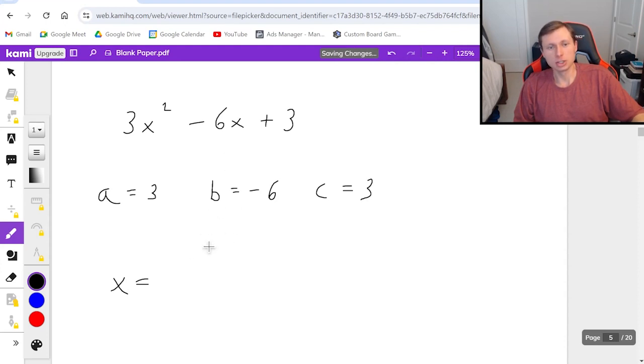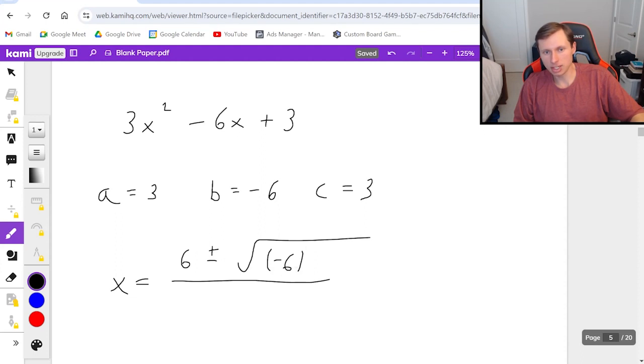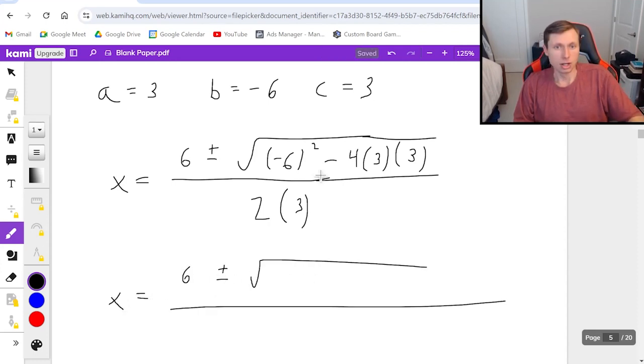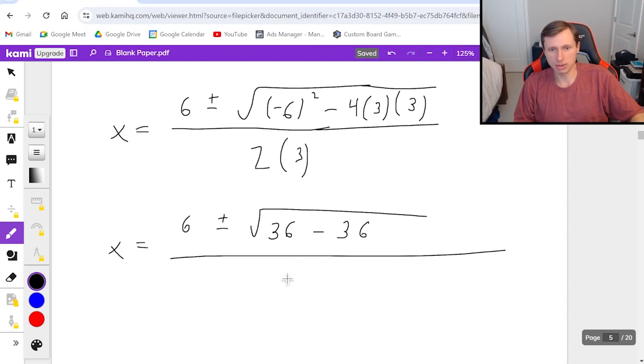X equals -b, so that's double -6. In other words, +6. And yes, that matters. It is now +6. Plus or minus the square root of b squared, so -6 squared, minus 4a is 3, and c is also 3, divided by 2a, so 2 times 3. So I'm going to start reducing, starting with the stuff inside the square root. So -6 squared is +36. It's positive because a negative number squared is positive. And if you plugged it in your calculator and you got -36, it's probably because you didn't put the -6 in parentheses, and that's why you got the wrong answer. So there you go. And then -4 times 3 times 3, that is going to be -36. And in the denominator, 2 times 3 is just 6.